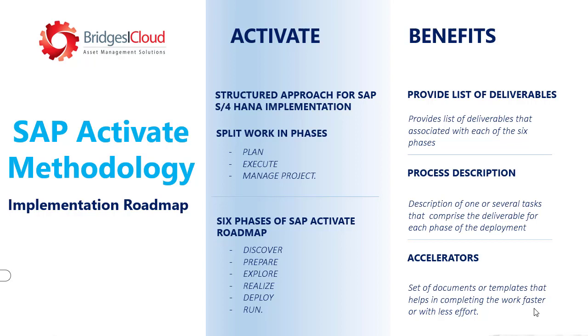Some of the key terms in SAP Activate Methodology Roadmap are phases, and these refer to stages of the project. We also have work stream, which is a collection of related deliverables. Then we have the deliverables, which are defined as the outcome that is delivered during the course of the project. We have tasks, task being work that is actually performed, and you could have one or several tasks.